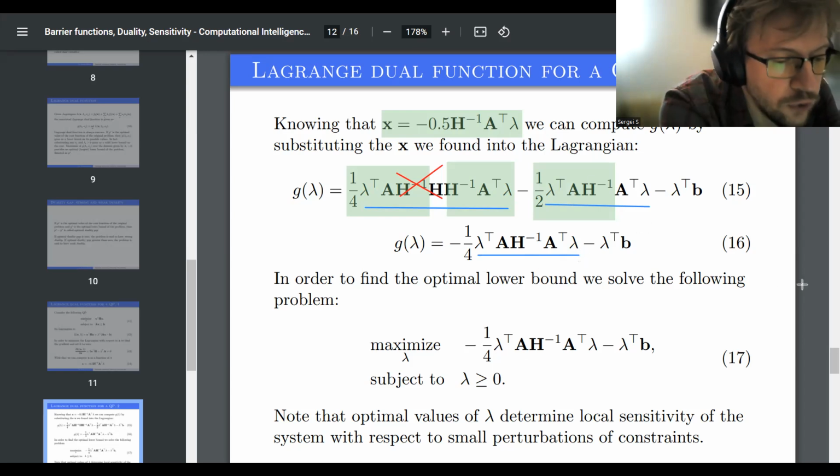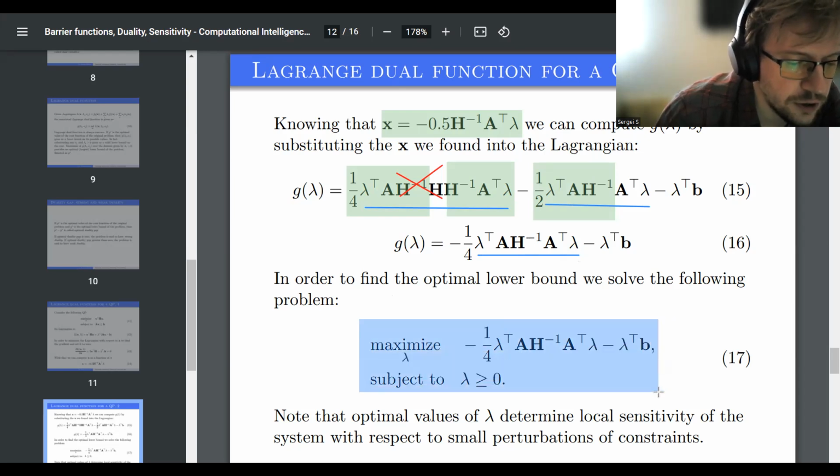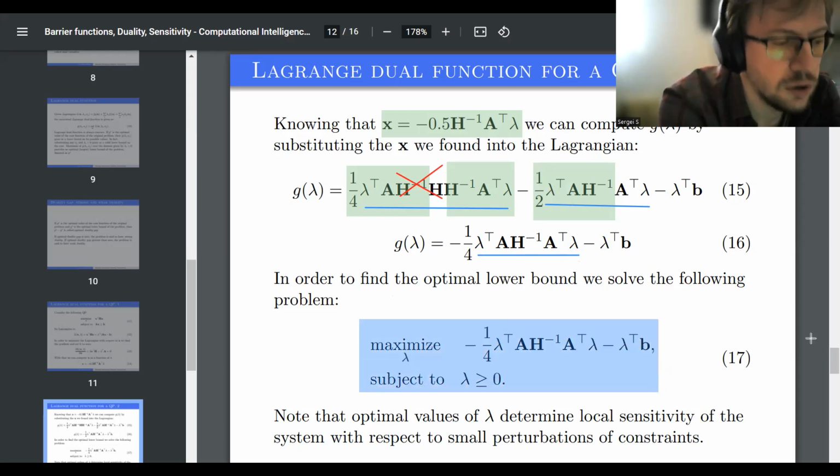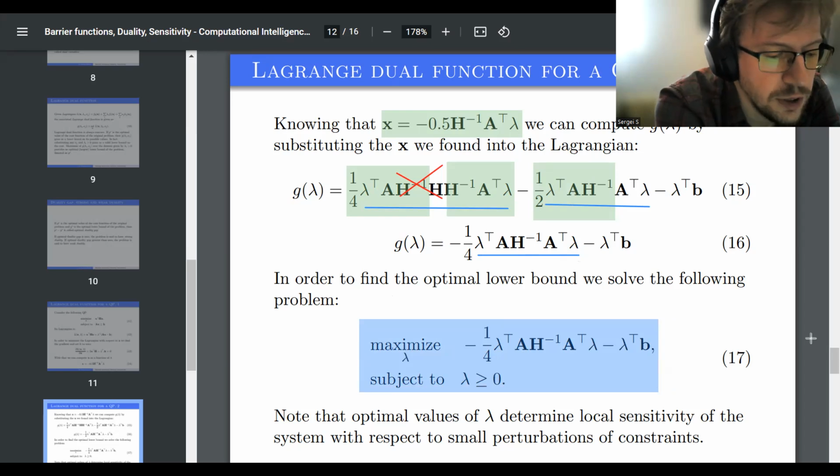Now we want to find the optimal lower bound. How do you find it? Well, we find it by solving this optimization, where we have our Lagrange dual function as a cost. And we remember that lambda are allowed to be positive, only non-negative. They can't be anything else.